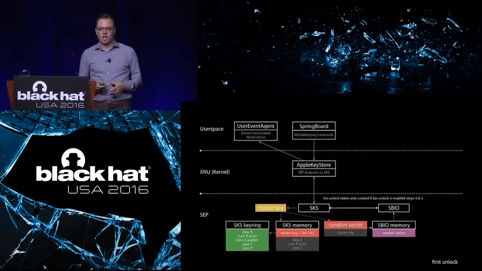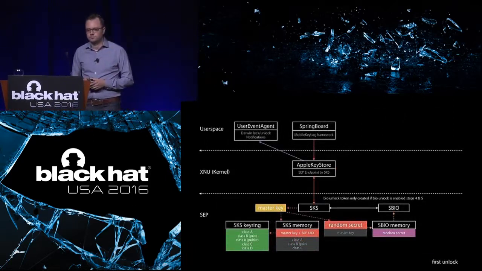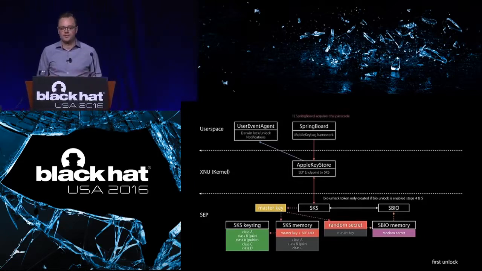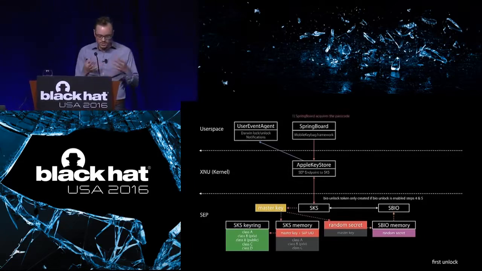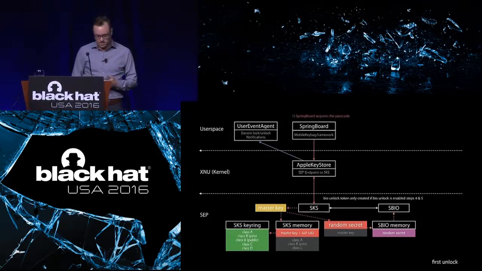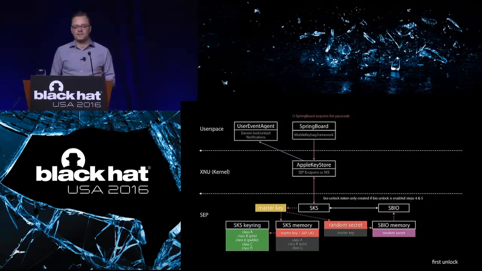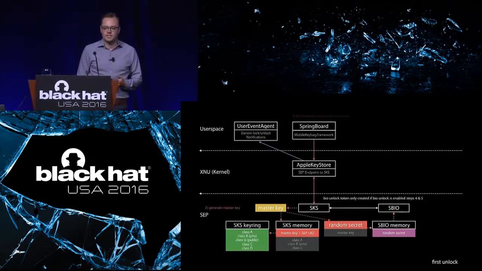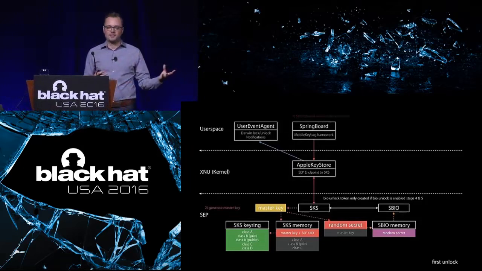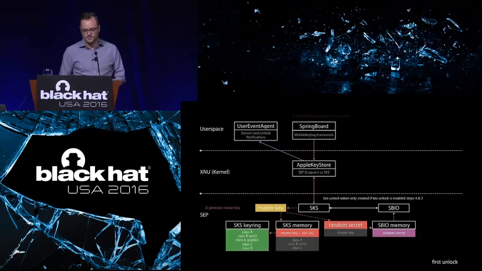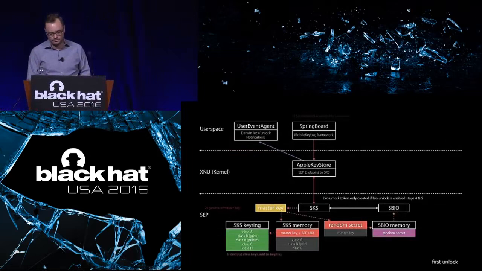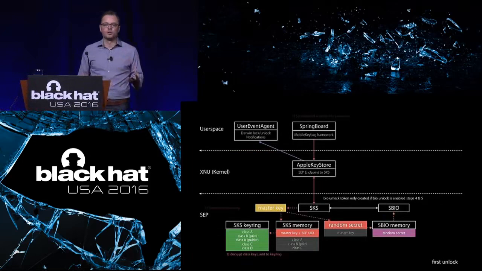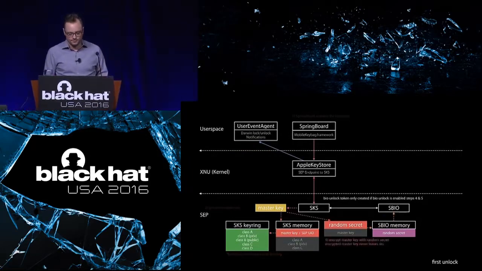Now let's talk about first unlock. First, Springboard, which is the user-facing user interface on the device, will acquire the passcode from the user. And it'll send it to the SCP, which will generate the master key using a combination of the passcode it just received and the UID hardware key. Now that we have the master key, we can take the user keybag and decrypt all of the class keys and add them to the keyring.